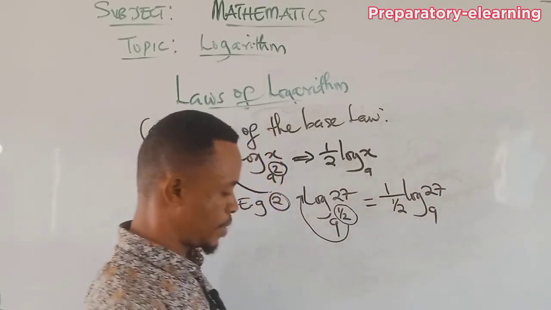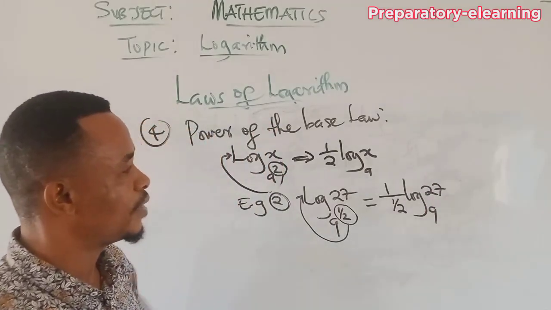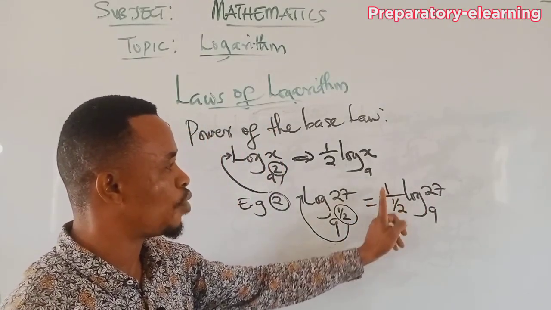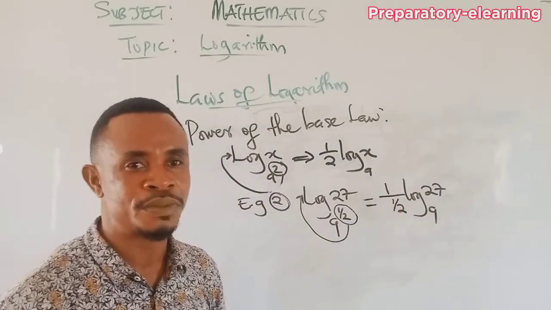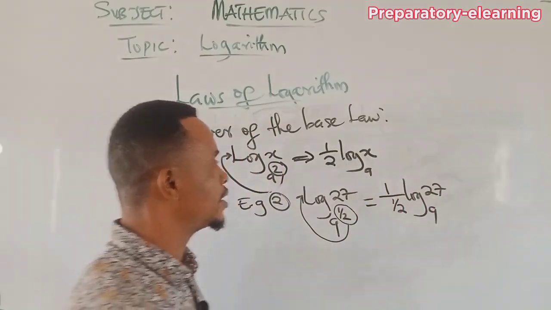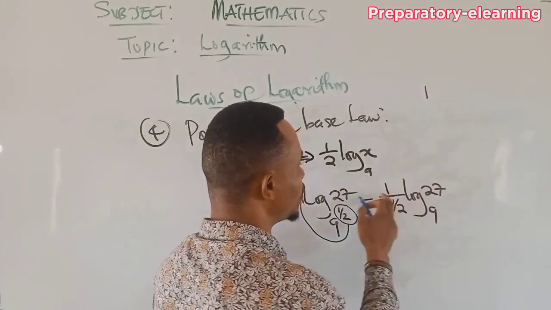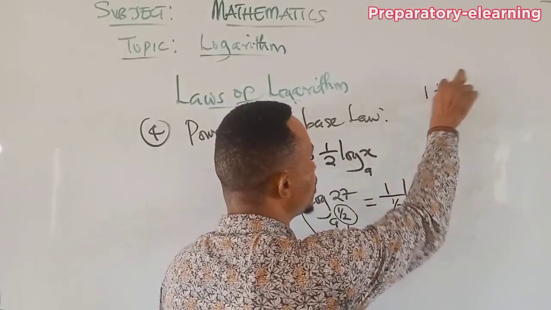27 and base 9. Now look at this. How can we simplify this? 1 divided by 1 over 2. Very simple. Just quickly look at this. We have 1. This all over is like saying division.